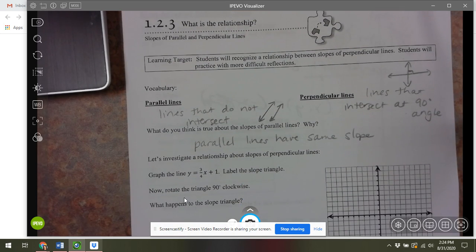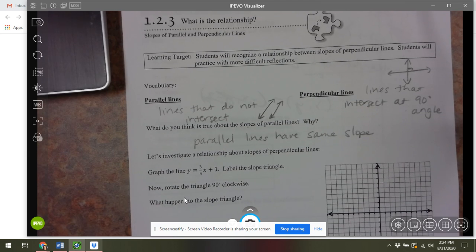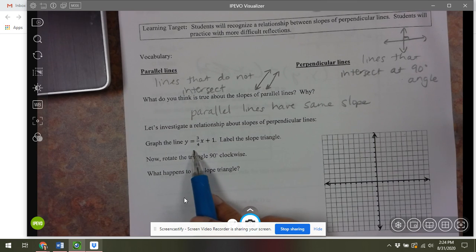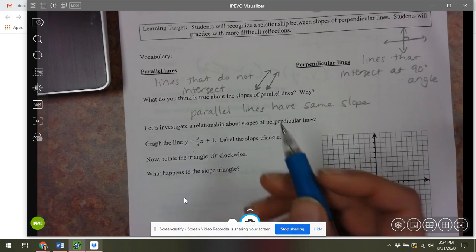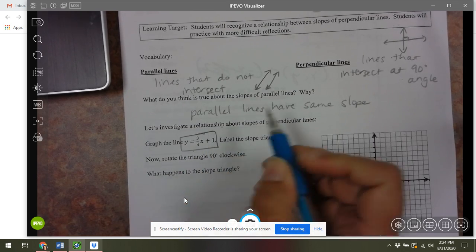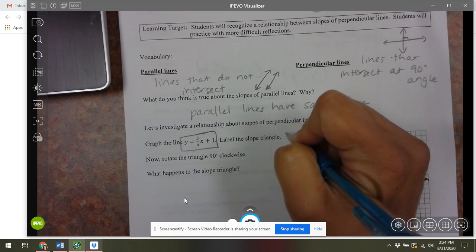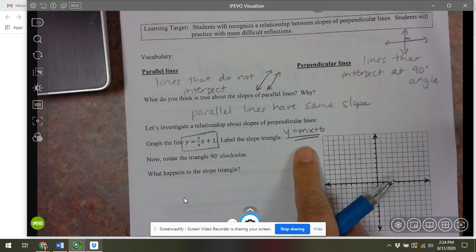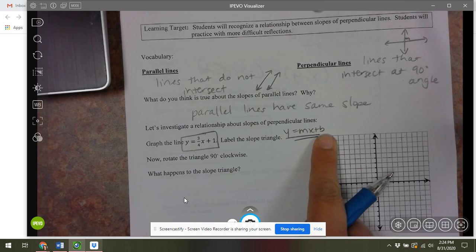Now, we need to look at slopes of perpendicular lines. We're going to do that by looking at this line, the line y equals 3/4 x plus 1. So we're going to graph that line, and I really hope from Algebra 1 that looks familiar. Y equals mx plus b, the equation of a line. M is the slope, b is the y-intercept.